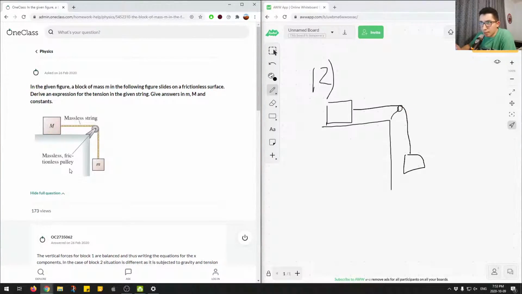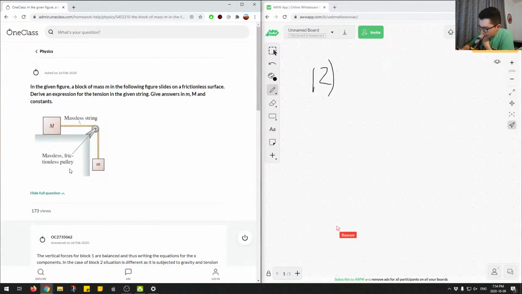Give answers in m. So the bottom mass, m, and then the upper mass, capital M, as constants. So we have to start off by drawing free body diagrams. So I'll erase this diagram, but we'll start off with the top mass to draw the free body diagram.